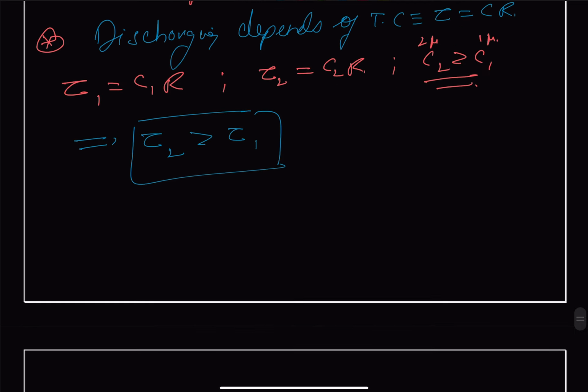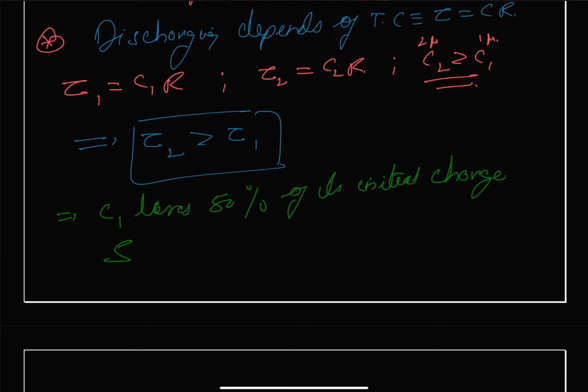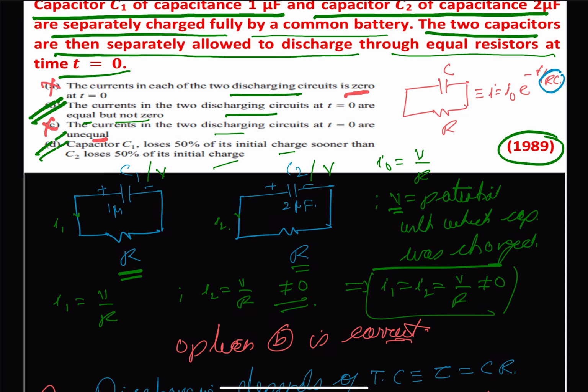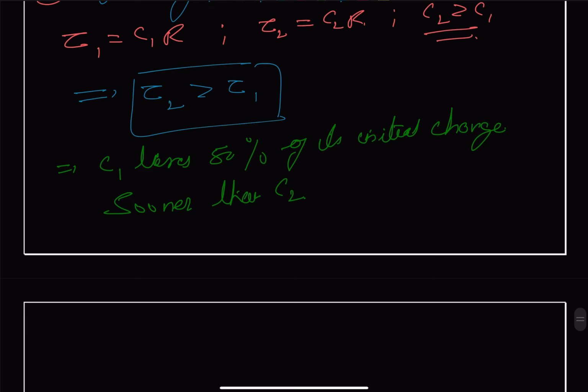So you can say that our C1 loses 50% of its initial charge sooner than C2. Therefore option number D is correct.